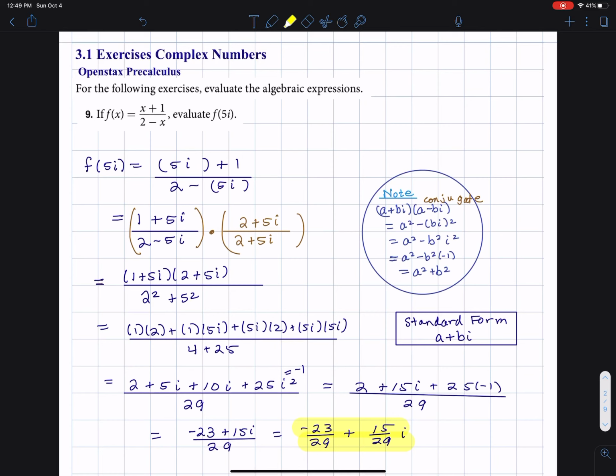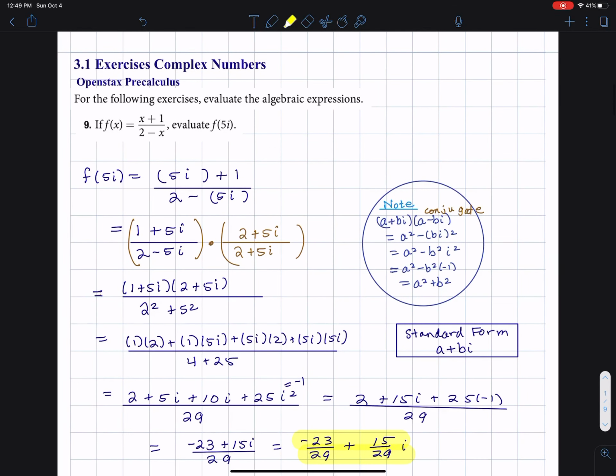Okay, so that turned out to be a long problem. I mean, it was easy to put in 5i for x. It was writing this in standard form that was difficult. So we used a plus bi times a minus bi. Its conjugate is a squared plus b squared there. That's to write that in standard form.